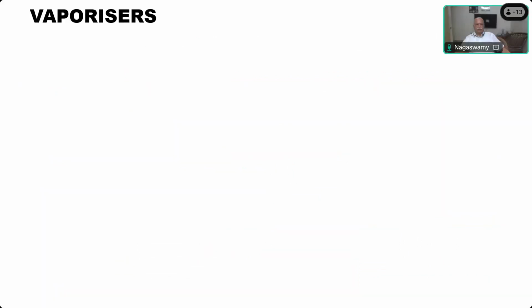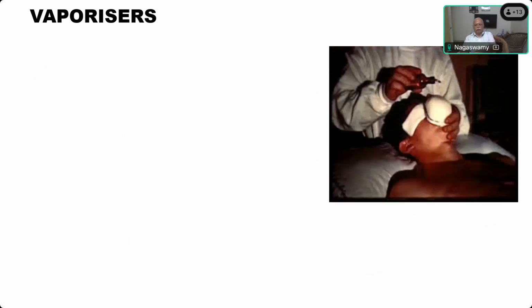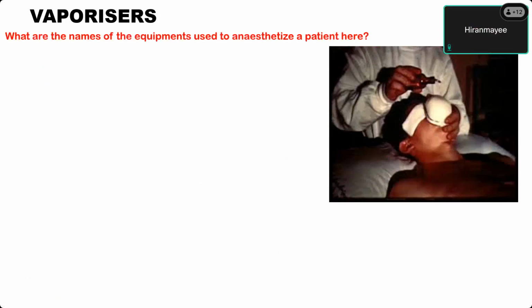So we will now go to the vaporizers, which are also important for both the juniors as well as seniors. And the first picture, the oldest picture, what is being shown here? What are the names of the Schimmelbusch mask? What else are they using? Only the Schimmelbusch mask? A cloth over that.